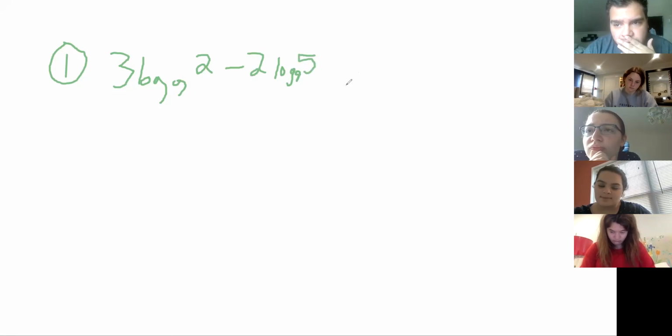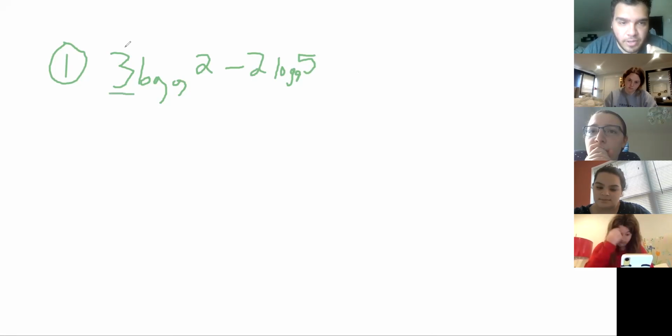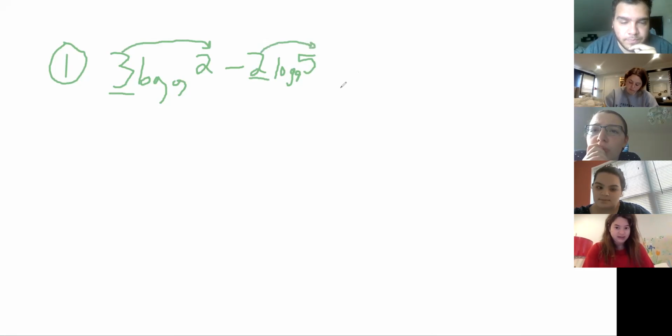Minus 2 log base 9 of 5. Okay. So when we condense things, we want to make it all into one log. Now there were a couple of rules that we learned from logs. One of them is a number in front of the log can be rewritten as an exponent.